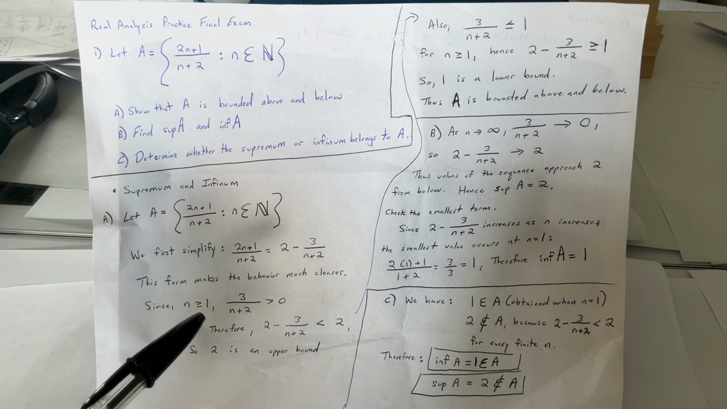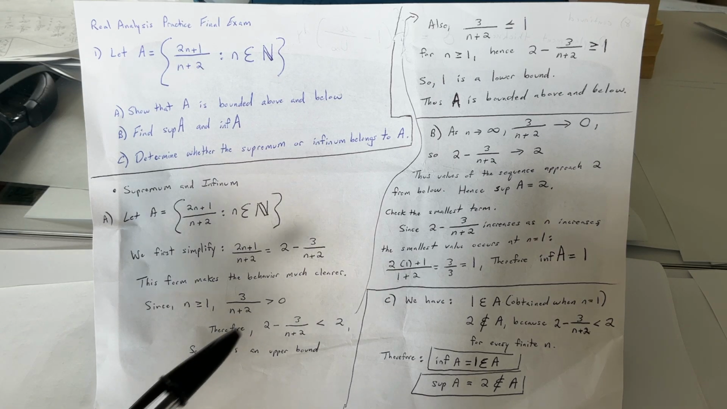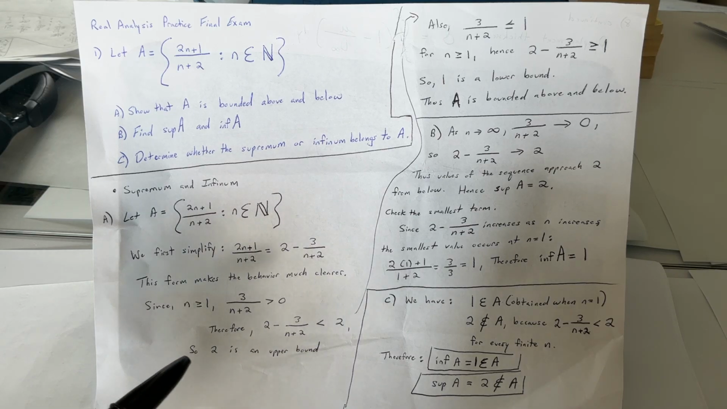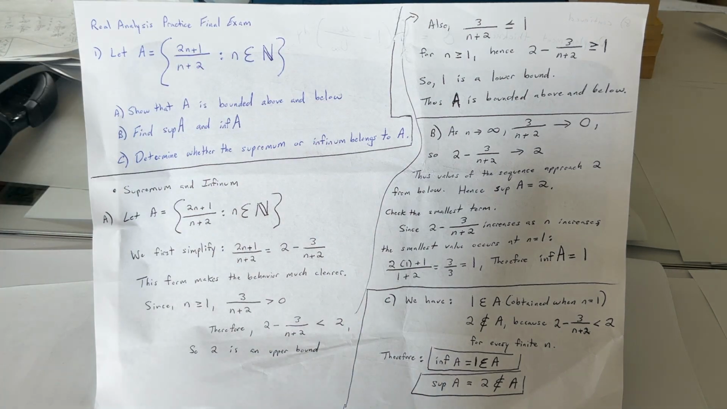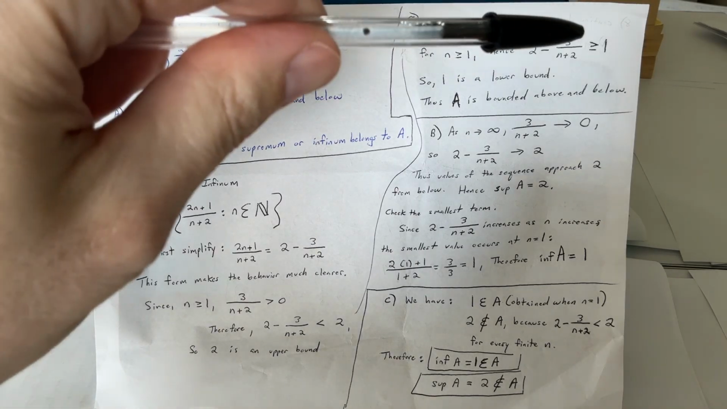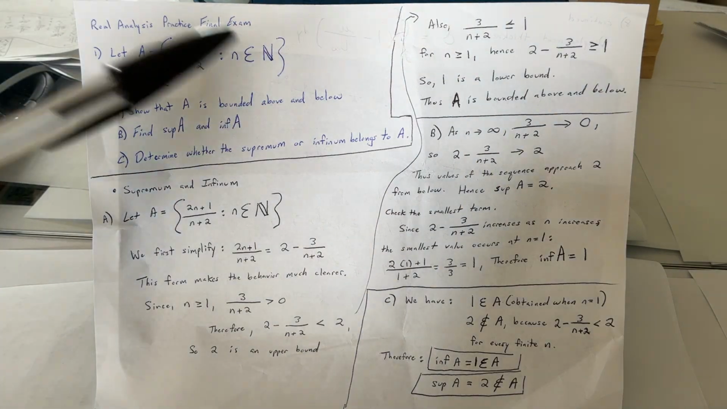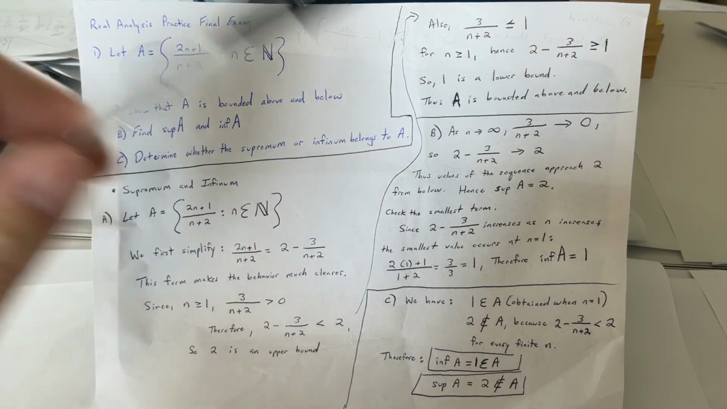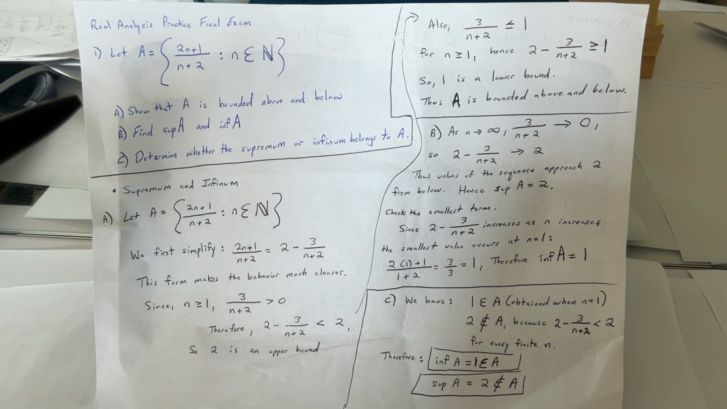This form makes the behavior much cleaner if you break this up. And since n is greater than or equal to 1, 3 over n plus 2 is greater than 0. Therefore, 2 minus 3 over n plus 2 is less than 2. So 2 is an upper bound. Also, 3 over n plus 2 is less than or equal to 1 for n greater than or equal to 1. Hence 2 minus 3 over n plus 2 is greater than or equal to 1. So 1 is a lower bound. Thus A is bounded above and below. So that takes care of part A.